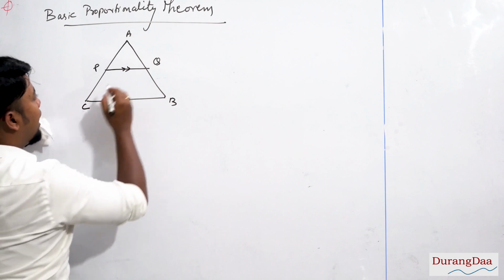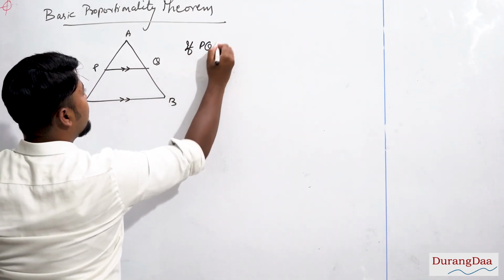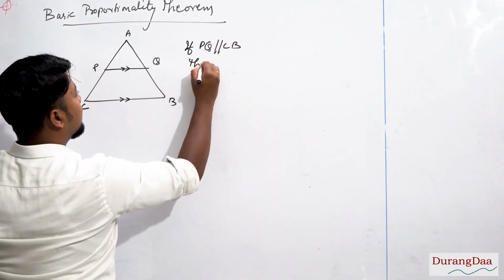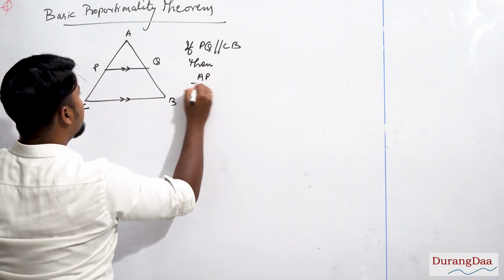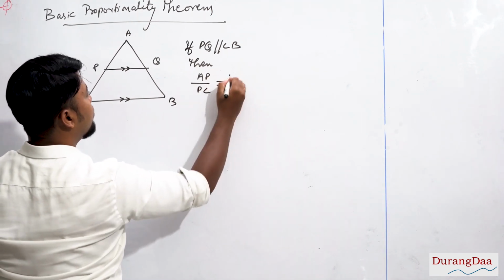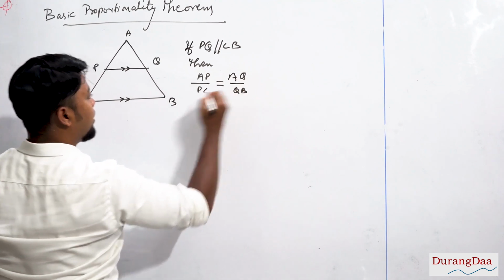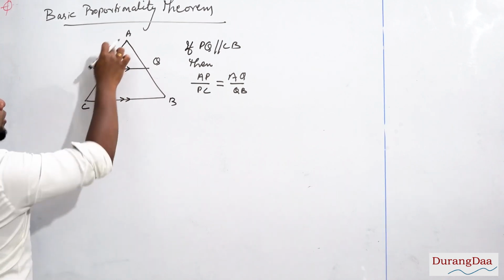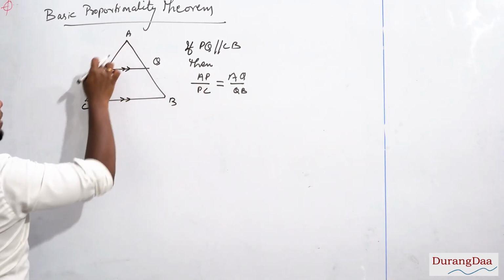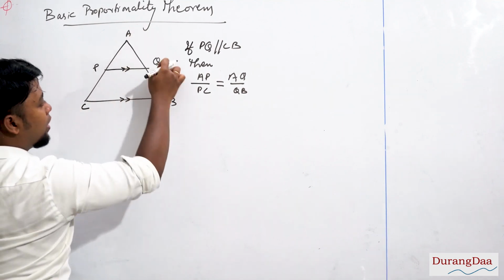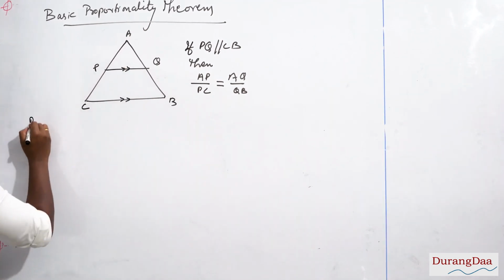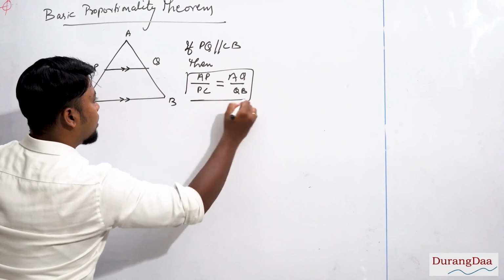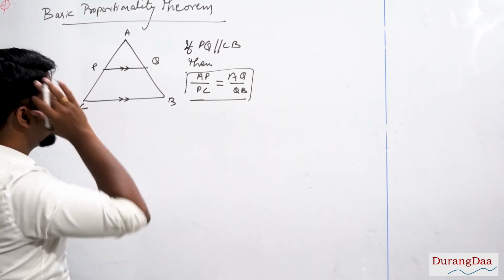What I mean to say is that if PQ is parallel to CB, then AP by PC should be equal to AQ by QB. See that the parallel line has divided this side into the ratio AP by PC, and this side also, AQ by QB. Now let us try to prove it. In order to get this result, proof is not required, but for better understanding I am explaining this one.